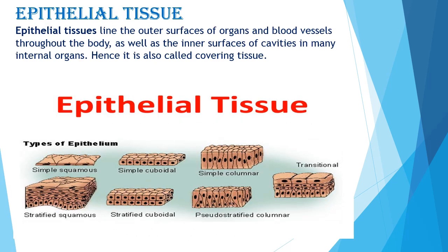First we will study epithelial tissues. Epithelial tissues line the outer surfaces of organs and blood vessels throughout the body of the animal, as well as the inner surfaces of cavities in many internal organs. Hence it is also called covering tissue. Epithelial tissues are the simplest tissues present in the animal body. It is the protective tissue of the animal body.